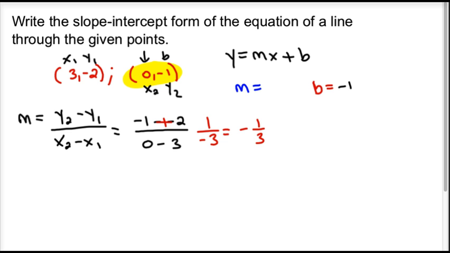All right, so halfway there. Now I have my slope. I have my y-intercept. Now my last part, just plug in. So y equals negative 1/3 x minus 1, and you are done.